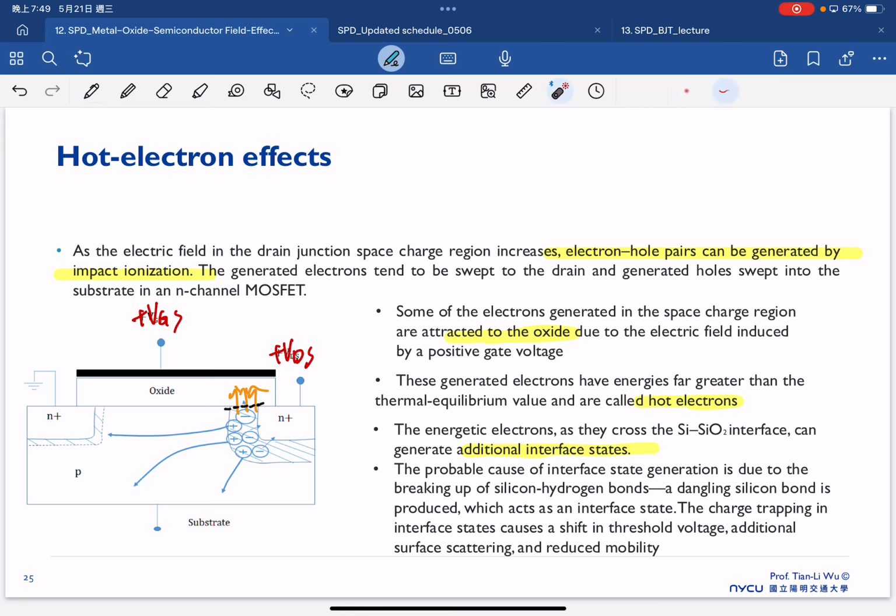The probable cause of interface state generation is the breakup of the silicon-hydrogen bonds. A dangling silicon bond is produced, which acts as an interface state. So that's one of the reasons. But the most important is that the charge trapping in the interface state causes a shift in threshold voltage, additional surface scattering, and reduced mobility. As shown here, the hot electron will try to inject into the drain oxide, and at that moment it will cause this interface state. And this additional interface state will have the trapping issues.